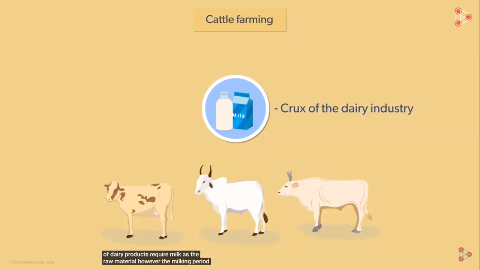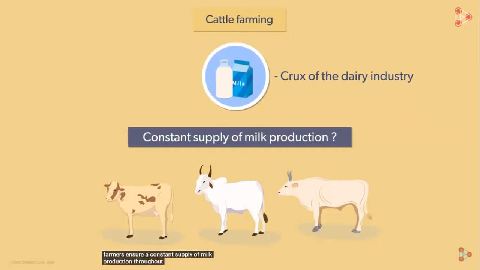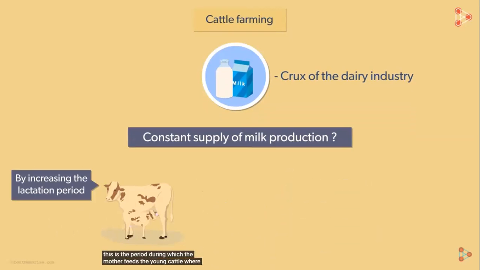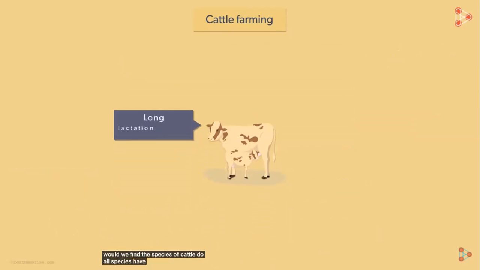A variety of dairy products require milk as their raw material. However, the milking period of milch animals is very short. How do farmers ensure a constant supply of milk production throughout the year? This can be done by increasing the lactation period of these animals. What do we mean by the lactation period? This is the period during which the mother feeds the young cattle.